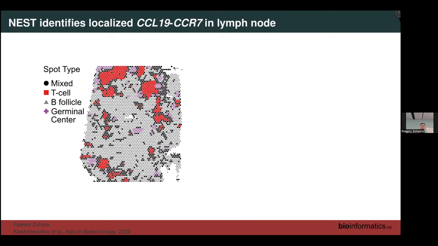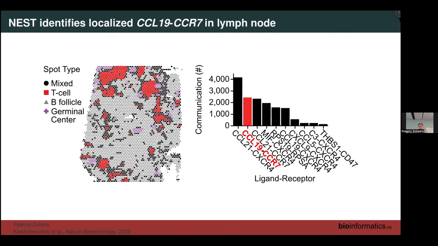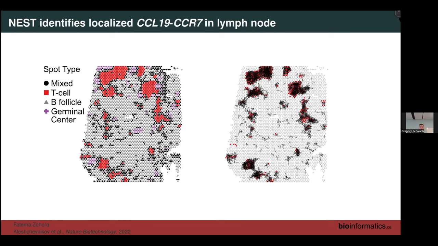So when we run NEST, which is what we call our model for neural network in spatial transcriptomics, we found that the CCL19 CCR7 was the second highest, most frequent communication. So this is pretty exciting to see. But there are also other canonical signals happening within this region, like CCL21 CXCR4 or CCL21 CCR7. So that was pretty great to see. And we can visualize this by drawing little arrows from spot to spot to show particularly the CCL19 CCR7 communication on top of the entire tissue.